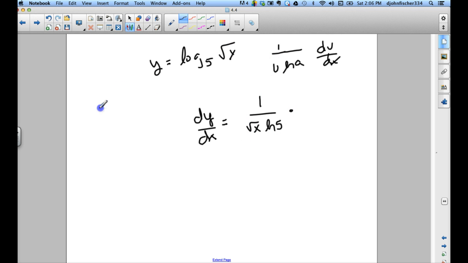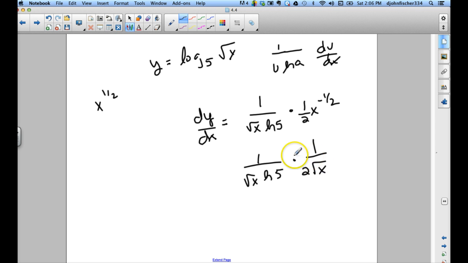Now remember, the square root of x is written as x to the 1/2. So times 1/2 x to the negative 1/2. Now if we simplify that down, we're going to have 1 over the square root of x natural log of 5 times 1 over 2 square root of x. So we're going to have 1 over 2x natural log of 5 as we break it down. So there are different ways of looking at the logarithms as we go through these. Which other one do we want to try?